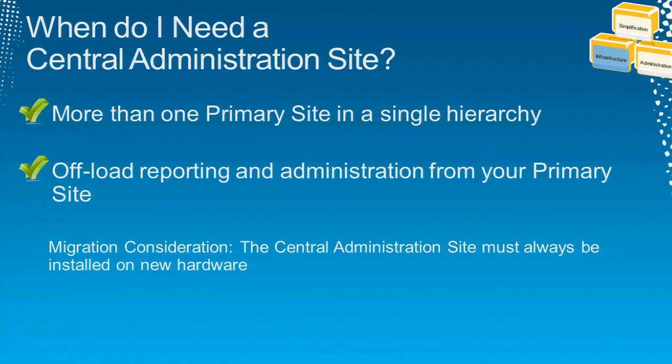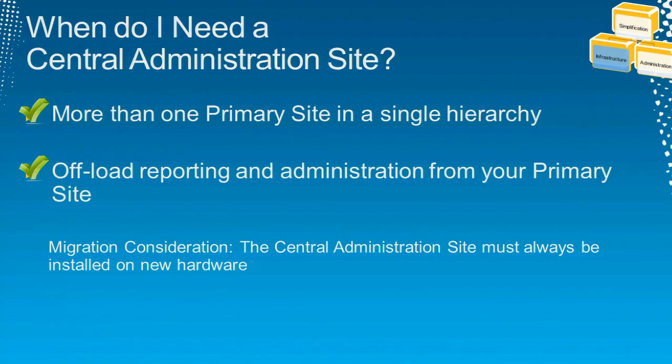You install a CAS from the get-go. In our setup wizard, we're going to ask you, are you installing a primary site or a central administration site? You install this one first. It has to be the first site you install if you're going to create a hierarchy. You have to do your CAS first.